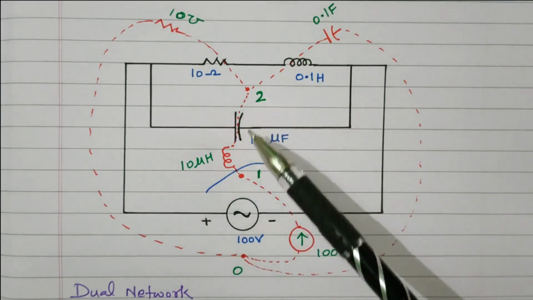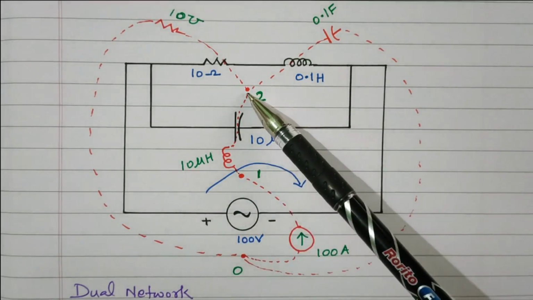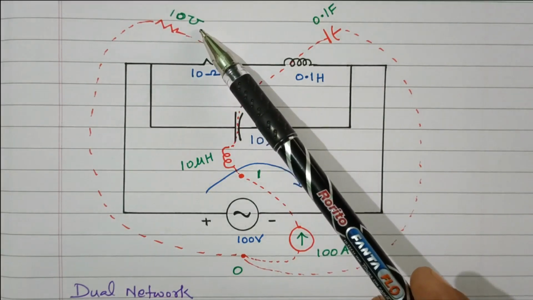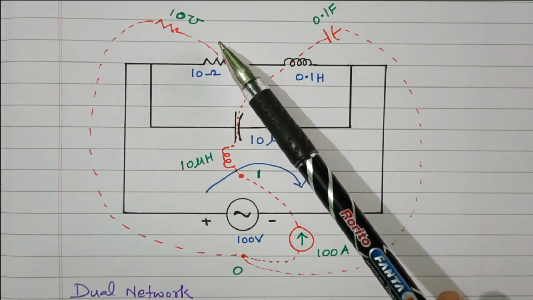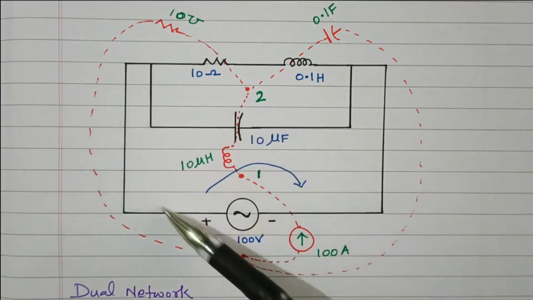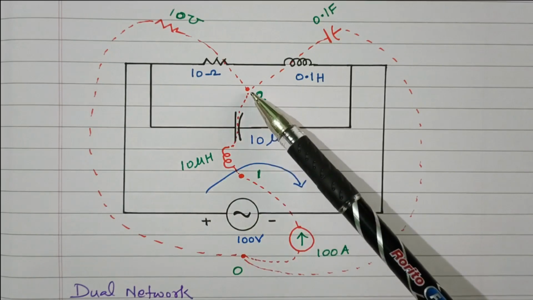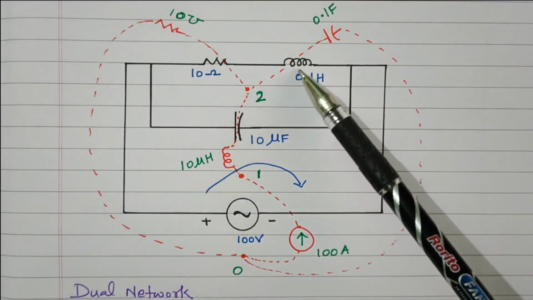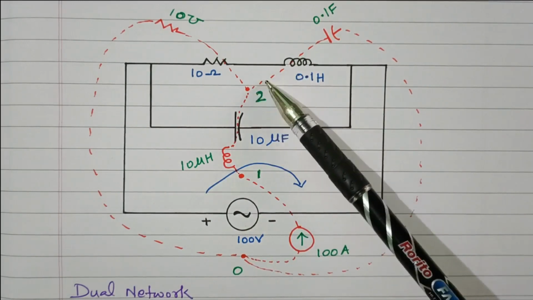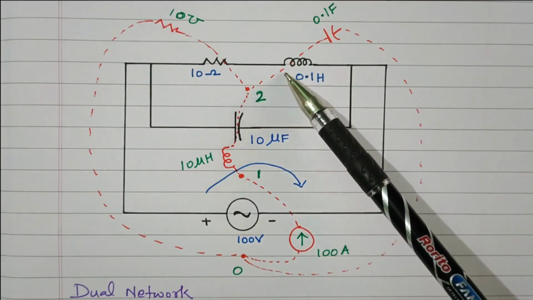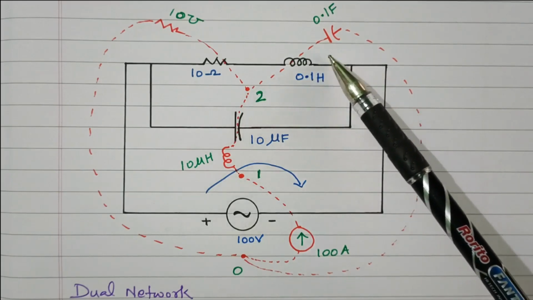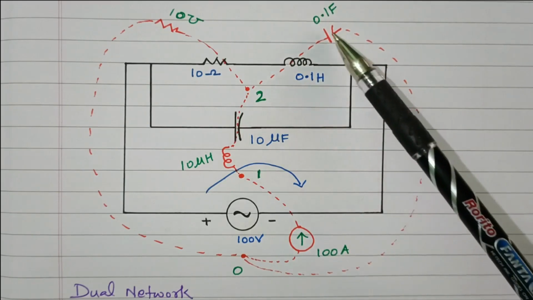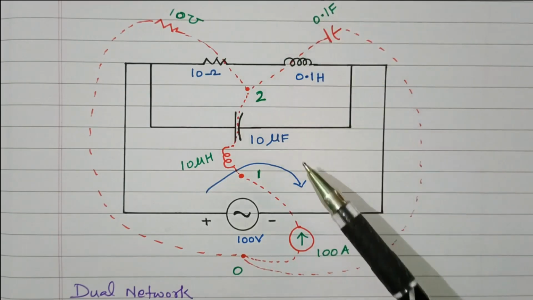Now between 2 and 0, what do we have? A 10 ohm resistor is available. That will be converted into 10 mho conductance, between 2 and 0. Then we see between 2 and 0 one more element is available, an inductor, connected by the dotted lines. That inductor will be converted into a capacitor. The 0.1 Henry inductor is converted into a 0.1 Farad capacitor.